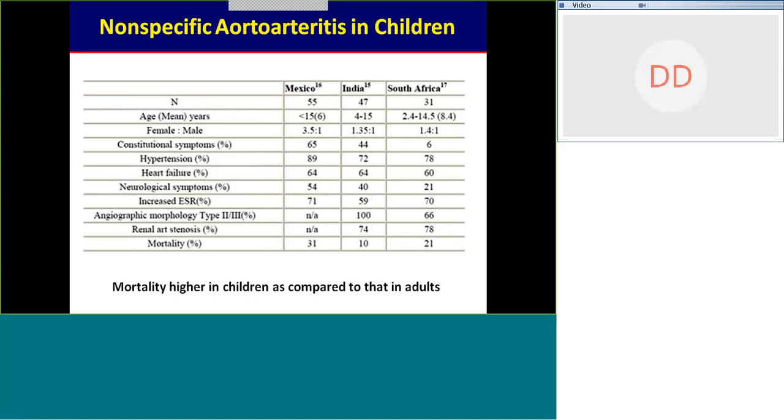Overall mortalities come as 10 to 31% in these three series, but it tends to be higher in children compared to adults because many of them have an acute phase, many of them have marked involvement, and therefore they tend to do worse than adults.